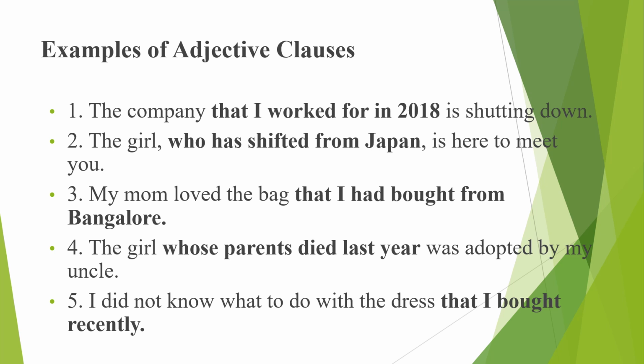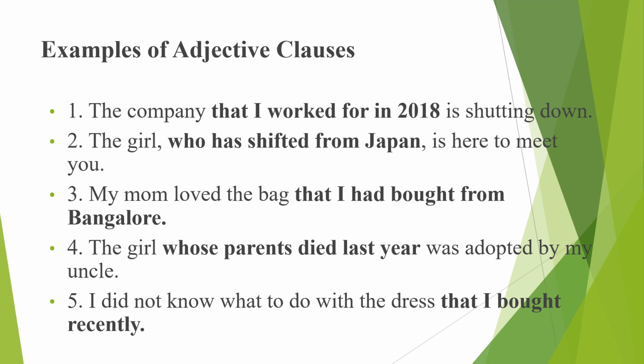Here are some other examples of adjective clauses mentioned in the slide. In the first one, you can see: the company that I worked for in 2018 is shutting down. In the second one, you can see: the girl who has shifted from Japan is here to meet you. So one hint is that an adjective clause starts with a relative pronoun, and another hint is that it will be modifying a noun in a sentence. So both functions are shown here in the examples.